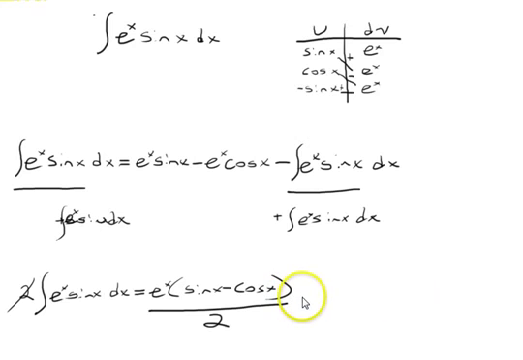Don't forget our constant. Got our constant of integration there. Okay, so that's a neat trick that you can do when you notice that both your terms in the original integral either don't change or have some sort of periodic nature where they might return to their original term or the original term times a constant. So keep that in mind.